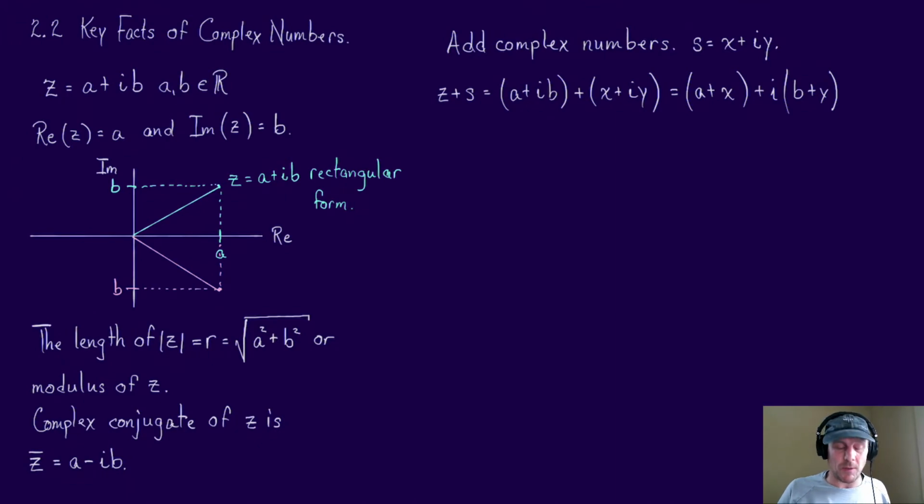Now, with that, we can now multiply. Let's try this. Let's multiply z with its complex conjugate.